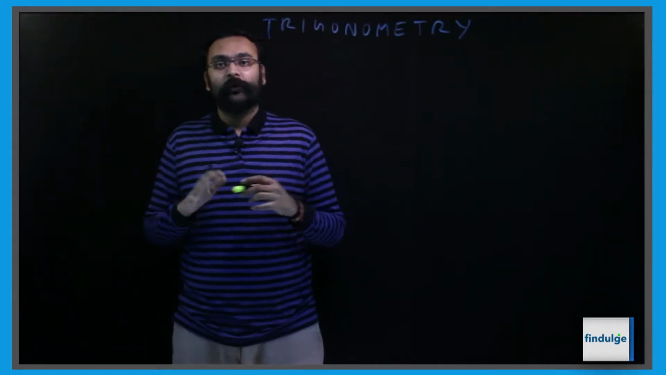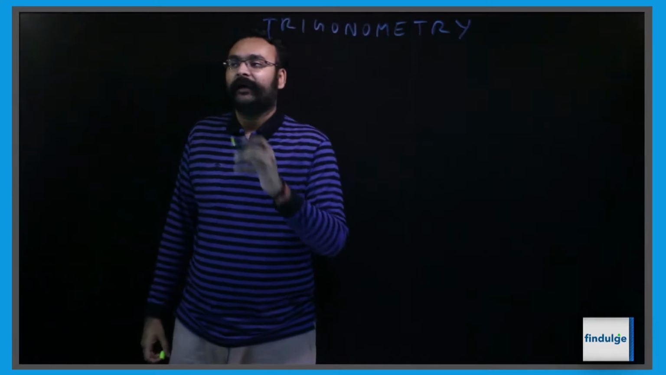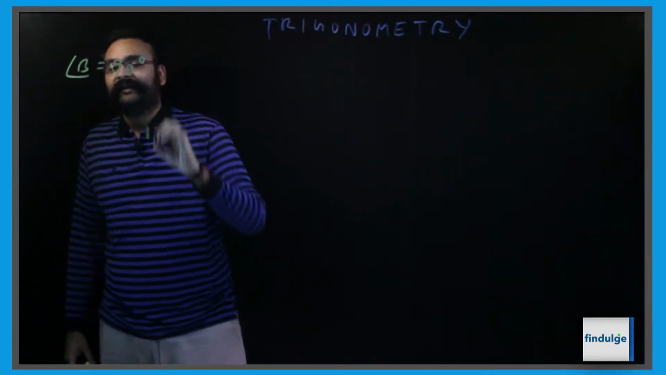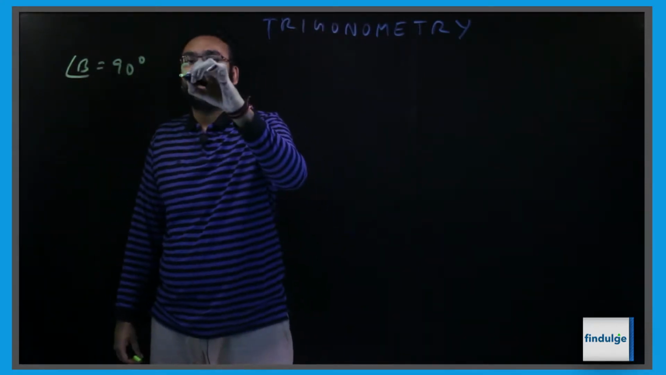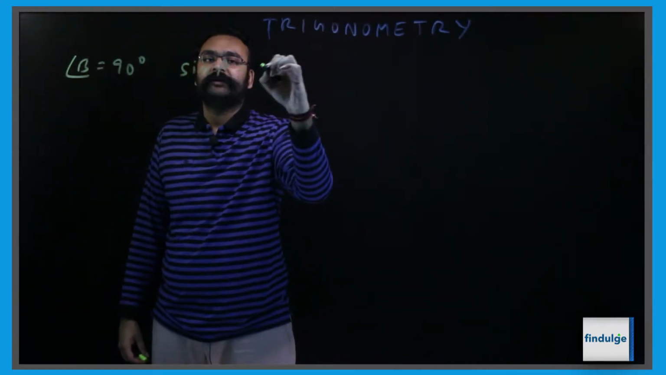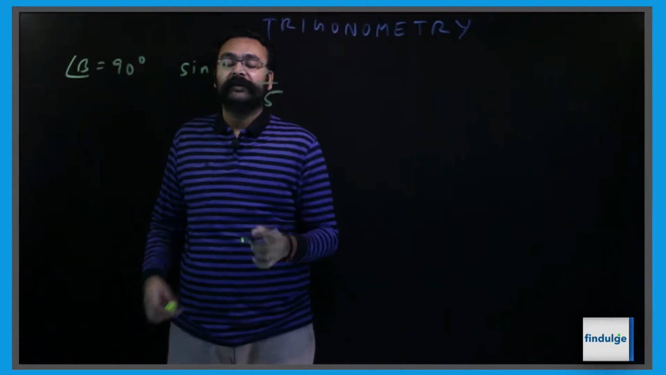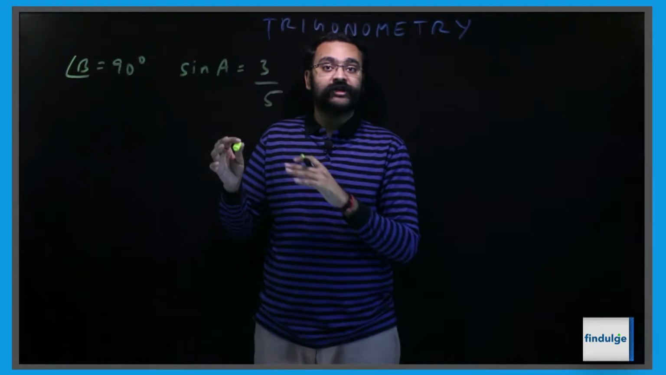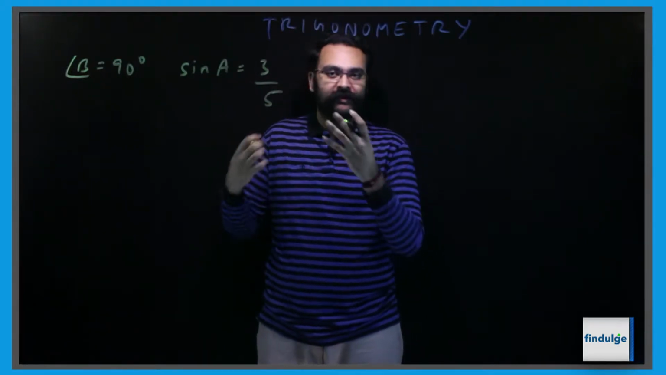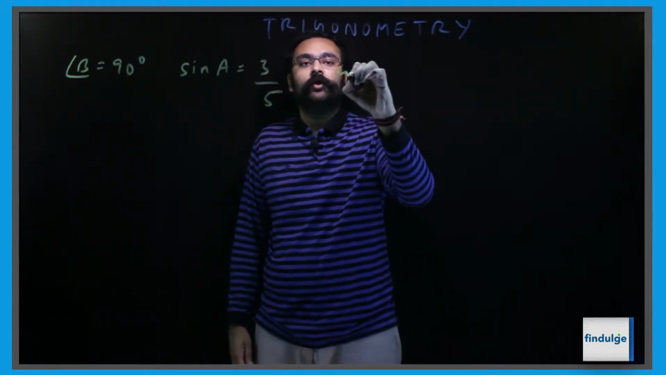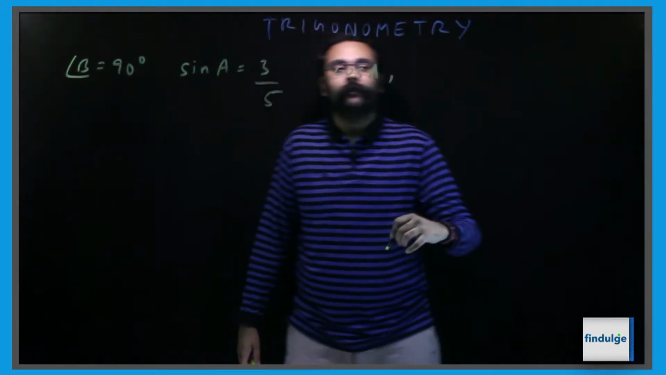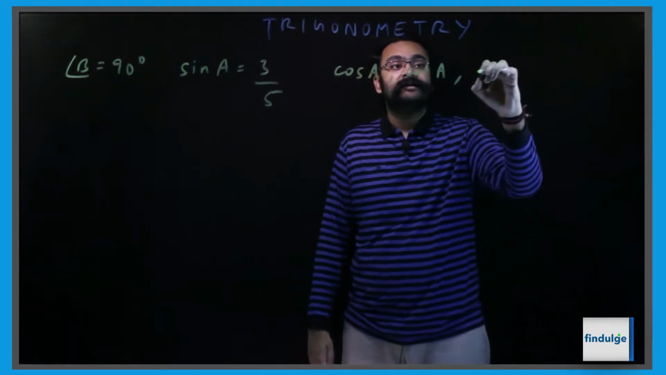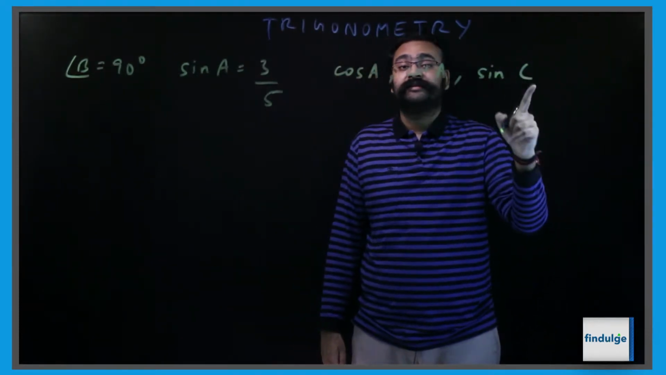So let's say we're told that in a triangle ABC, in which angle B is 90 degrees, sine A is equal to 3 by 5. And they then tell you, creating the triangle, they will not tell you that, but they will say find cos A, cot A, and sine C.